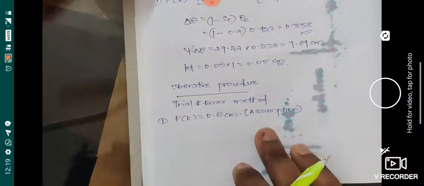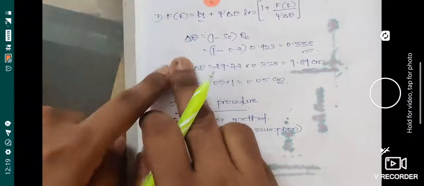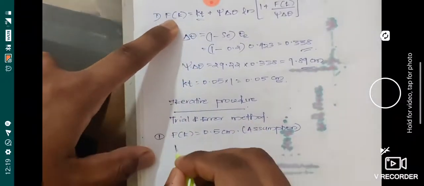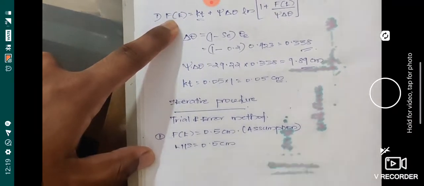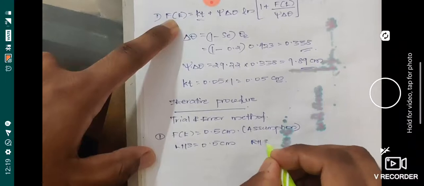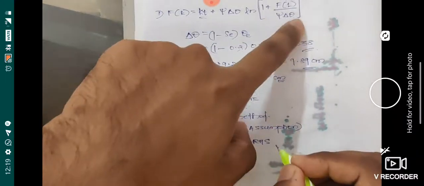So if that is the assumption, what happens to the LHS? The LHS is f of t. So I can write the LHS, I have assumed it to be 0.5 centimeter. Now find the value for RHS. RHS is this portion, this whole portion.